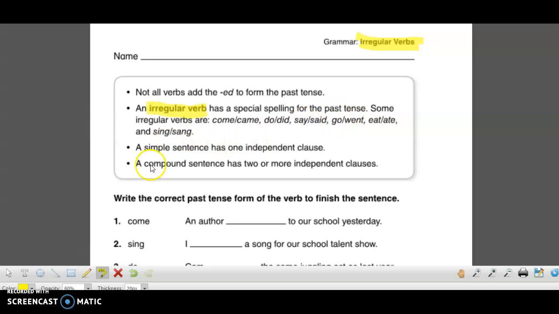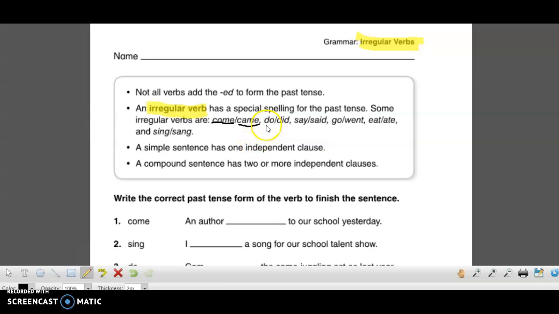For example, if we have the present tense verb come, the past tense would be came. For example, we come to school in the morning. That would be present tense. We came to school last month. Okay, that would be past tense.